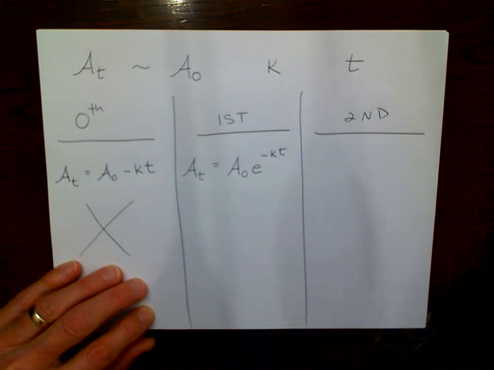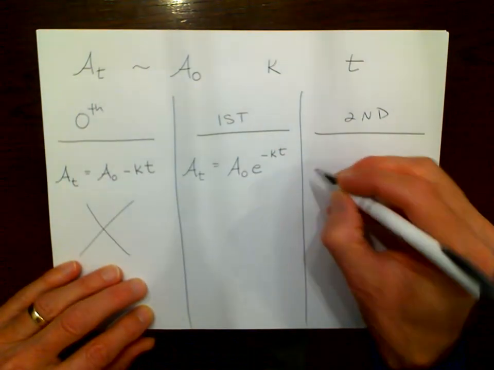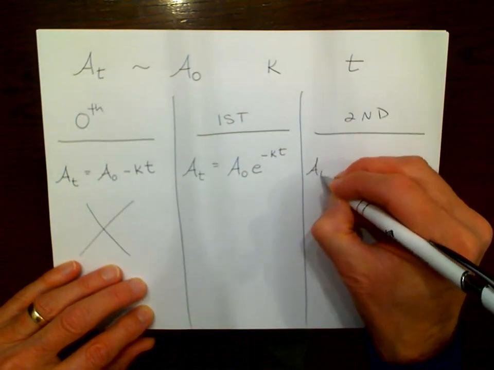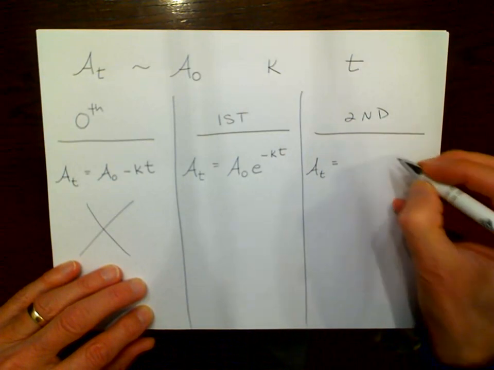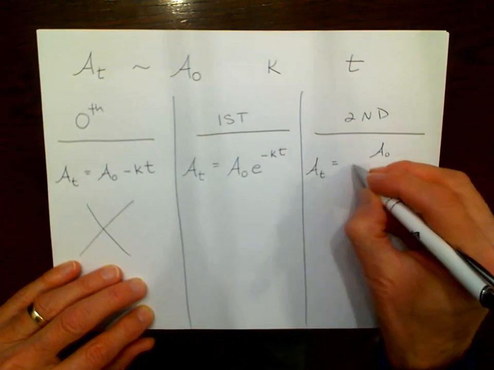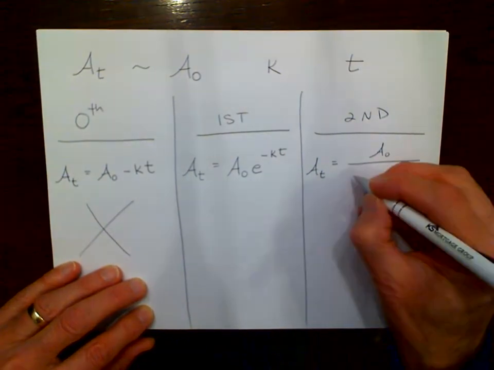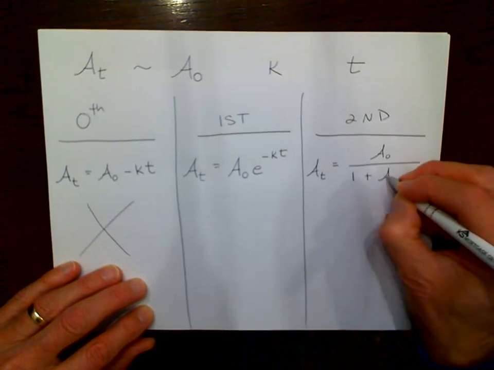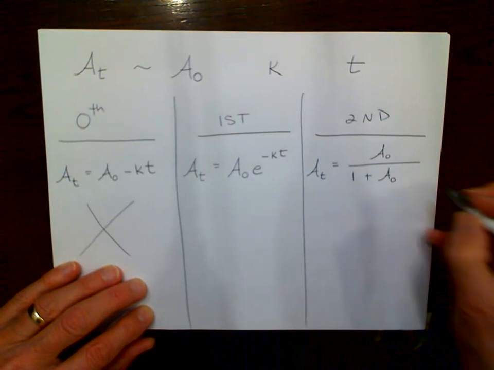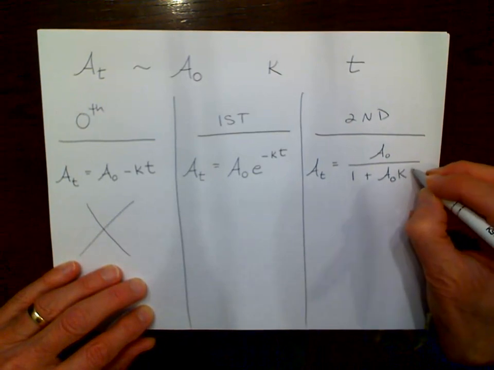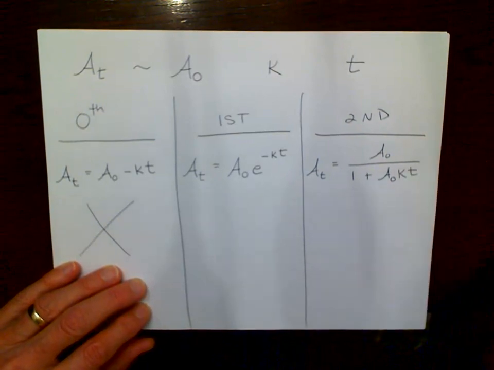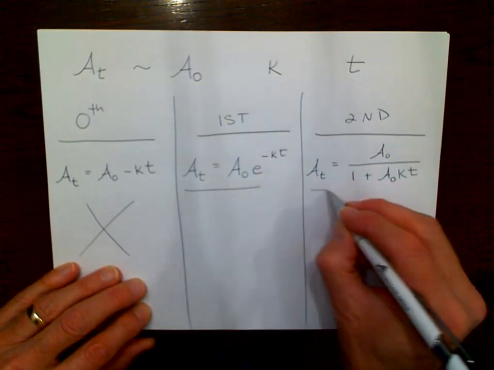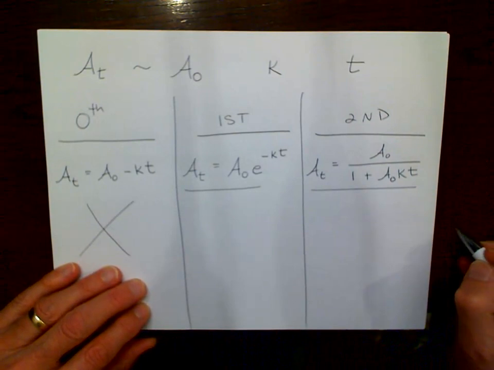For a 2nd order process, it's going to look like this. Your book doesn't give you this equation, but I do. The amount present at time t is equal to the amount present initially divided by this whole sum, which is 1 plus the product of the amount present initially, the rate constant, and the time. Now, there are also linear forms of these two equations that your book also gives you.